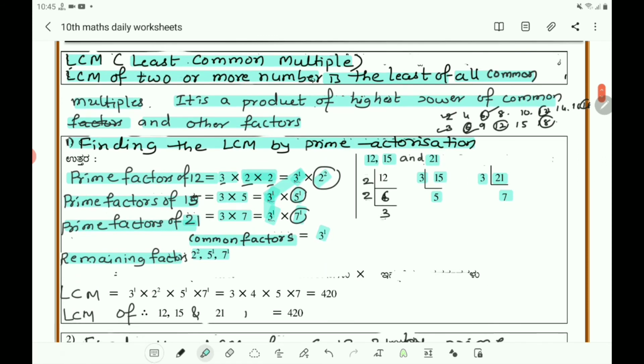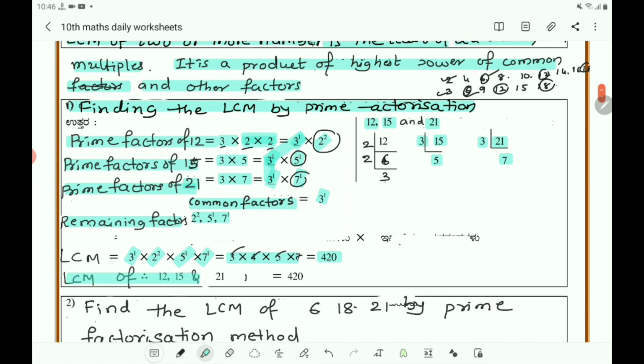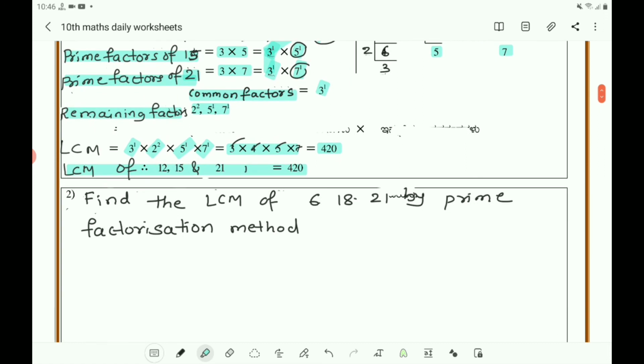Then what is the LCM? The highest power of the common factor, that is 3 power 1, and next the remaining factors 2 power 2, 5 power 1, 7 power 1. Their product becomes the LCM, that is 3 into 4 into 5 into 7, that is 420. So the LCM of 12, 15, 21 is 420.